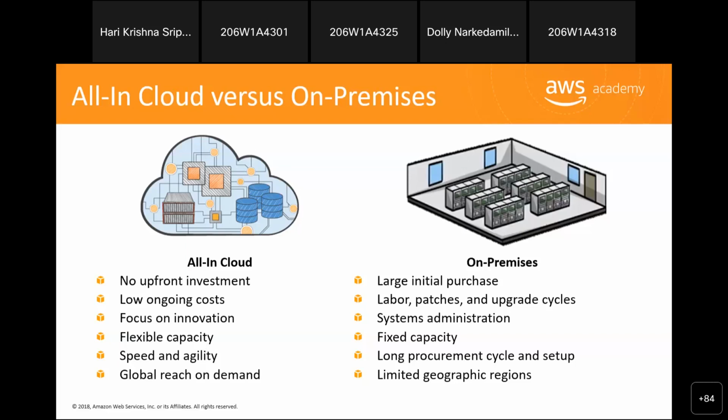Basically we call it scale up and scale down. Scale up means increasing your number of servers and capacity. Similarly, scale down stands for removing your excess servers and excess capacity. And speed and agility, this is very important, right?